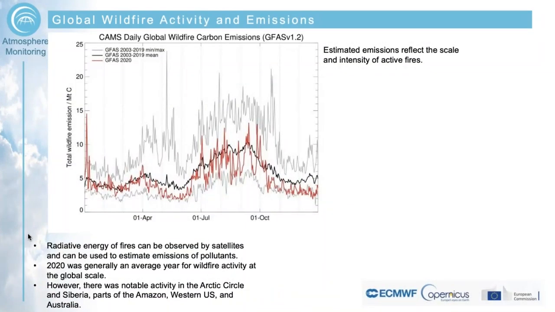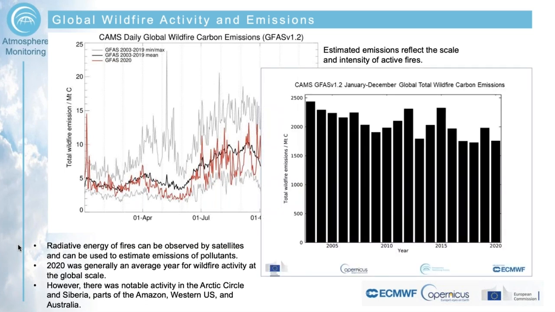So I just want to show an example of what these emissions then look like in terms of their daily totals and annual totals. This chart is showing a time series of the daily total estimated carbon emissions from fires worldwide from the 1st of January through to the end of December. The red line is showing the data for 2020, and the black line is showing an average of the previous years' data. Our data set, GFAS, goes back to 2003. And then we see that generally there was perhaps below average activity at the global scale throughout much of the year. But of course, it changes regionally.